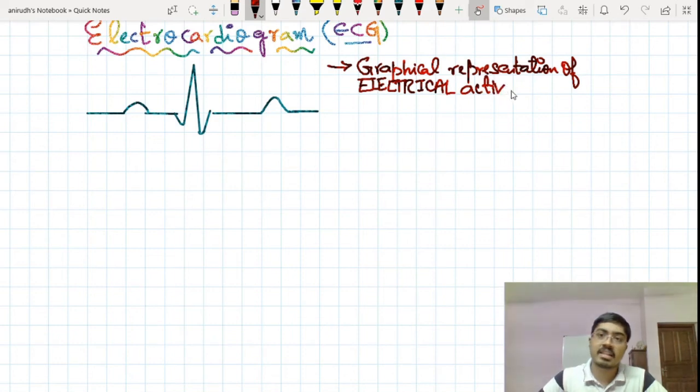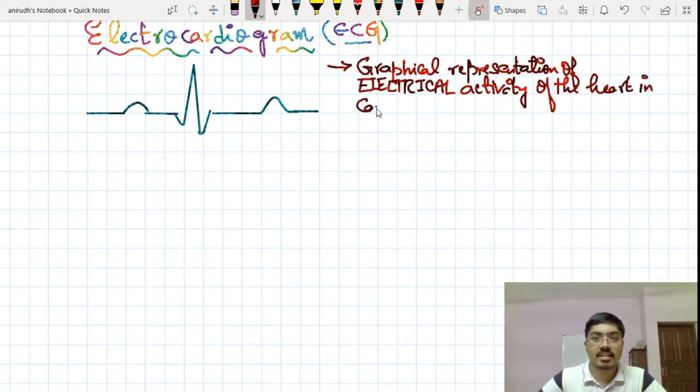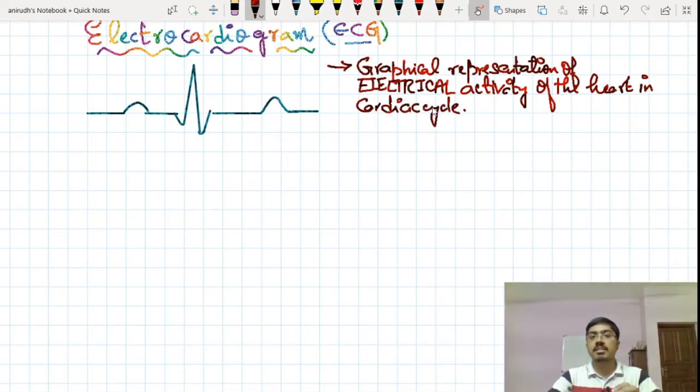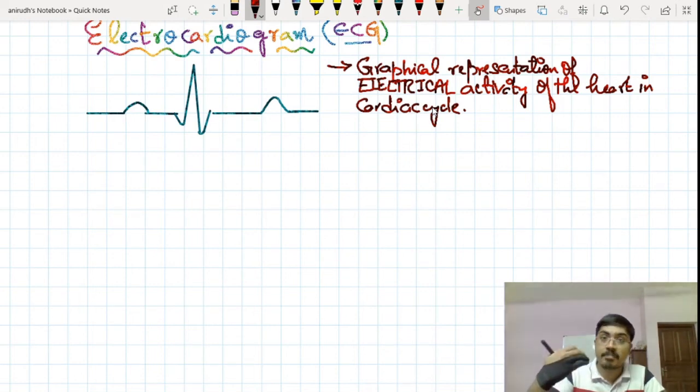Electrical activity, not mechanical activity. Electrical activity of the heart in cardiac cycle. We have learned the important steps of the cardiac cycle, isn't it? So whatever is happening inside that particular cardiac cycle, the electrical activity that is taking place inside the heart, this is what is represented in the graph that comes out of the machine. You take it to a doctor and the doctor will analyze it and tell you what disease you are having.